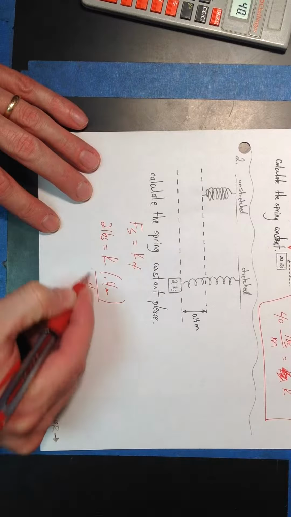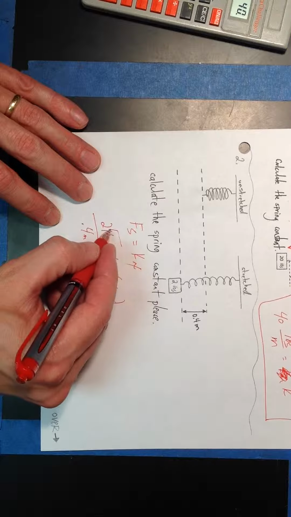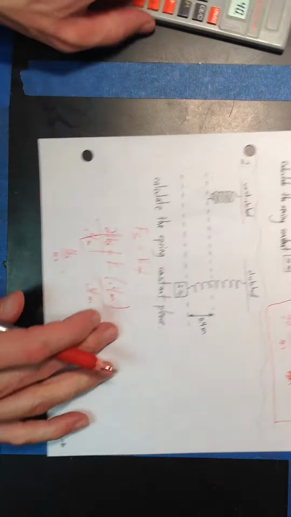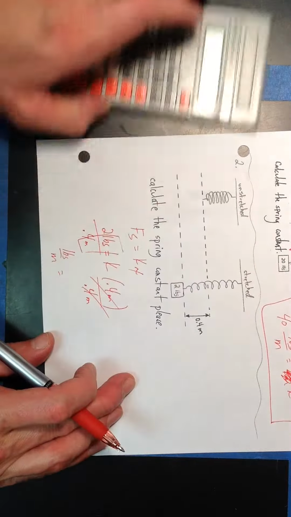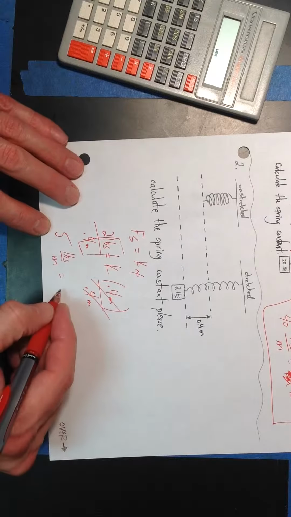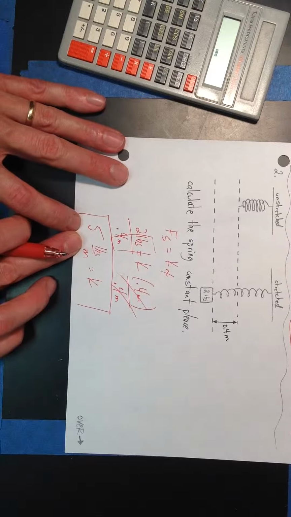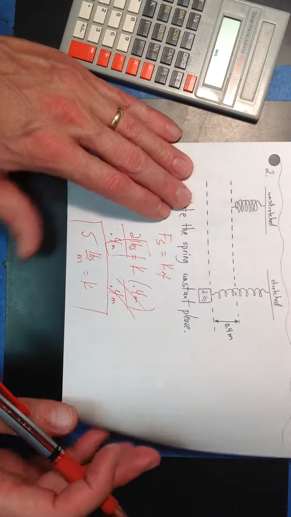Go like this. That cancels out. Divided by 0.4 meters. The units here are going to be pounds over meter again. 2 divided by 0.4 is 5. So 5 pounds per meter is going to be K. Now this spring is much easier to pull on than this, which requires 40 pounds. So this is a much stiffer spring. This is an easier spring to pull.